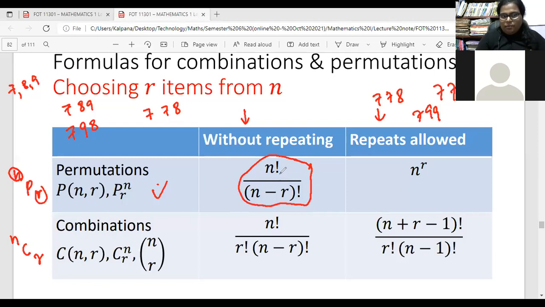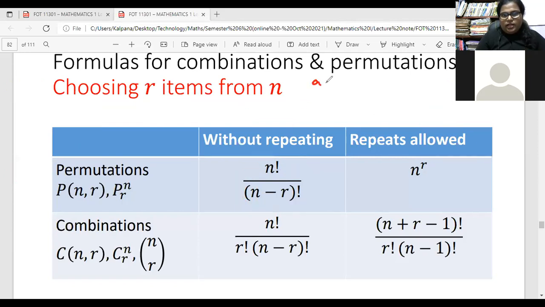Here n means number of objects. According to our previous example, by using A, B, C, D, E letters, how many three-letter words can be formed? Let me delete this one. We have five letters, and we want to know how to form three-letter words using them.